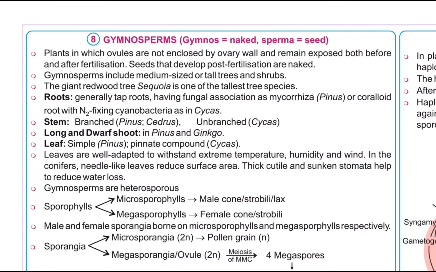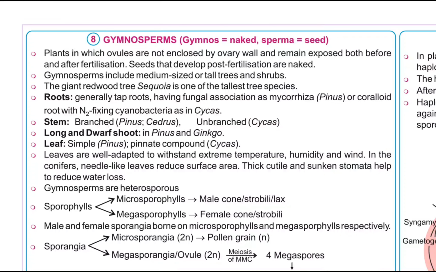Gymnosperms. Gymnos means naked, sperma means seed: plants in which ovules are not enclosed by an ovary wall and remain exposed both before and after fertilization. Seeds that develop post-fertilization are naked. Gymnosperms include medium-sized or tall trees and shrubs. The giant redwood tree Sequoia is one of the largest tree species.